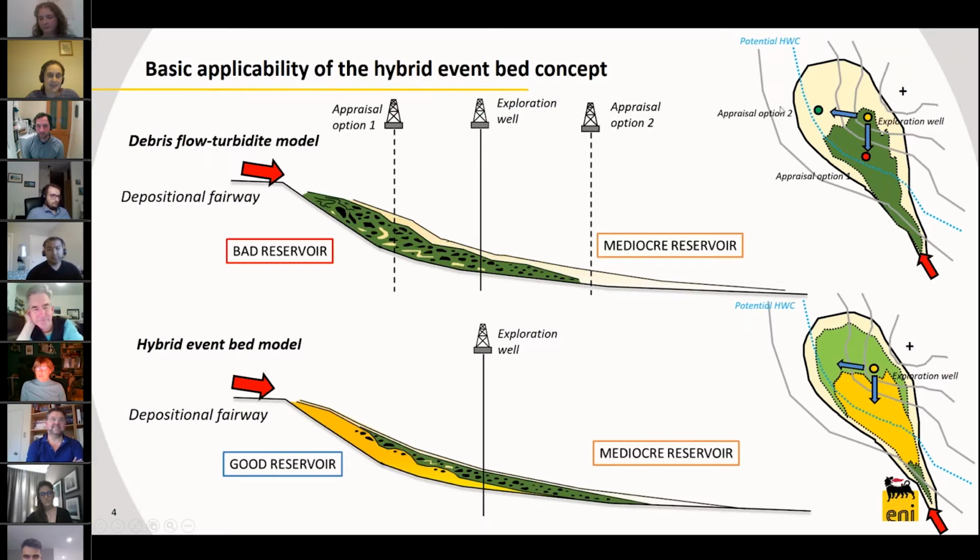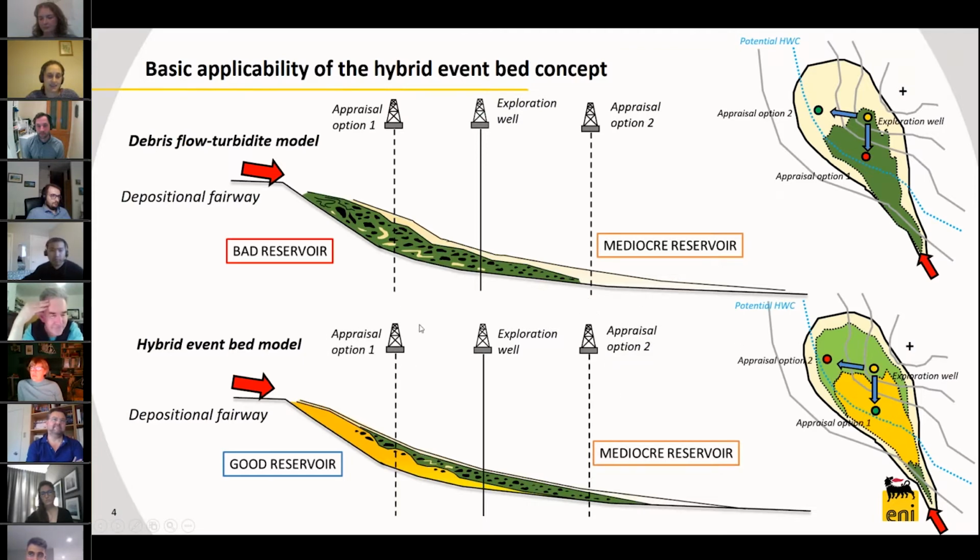Otherwise, if we go distal, maybe we don't get the best reservoir ever, but if the structure is large enough, it will still be economically viable. If we are in a hybrid event bed context, going proximal, we can find maybe an excellent reservoir, while going distal would be a big mistake. So this looks really simple. Maybe all of you are really aware of these kinds of problems, but these are the simple models driving decisions in industry. And you understood from the presentations today that this is not so simple.